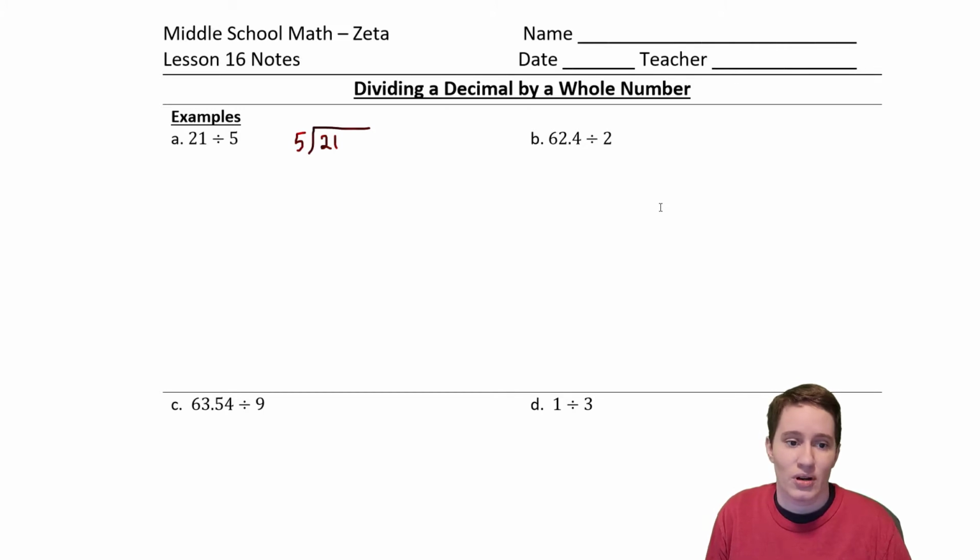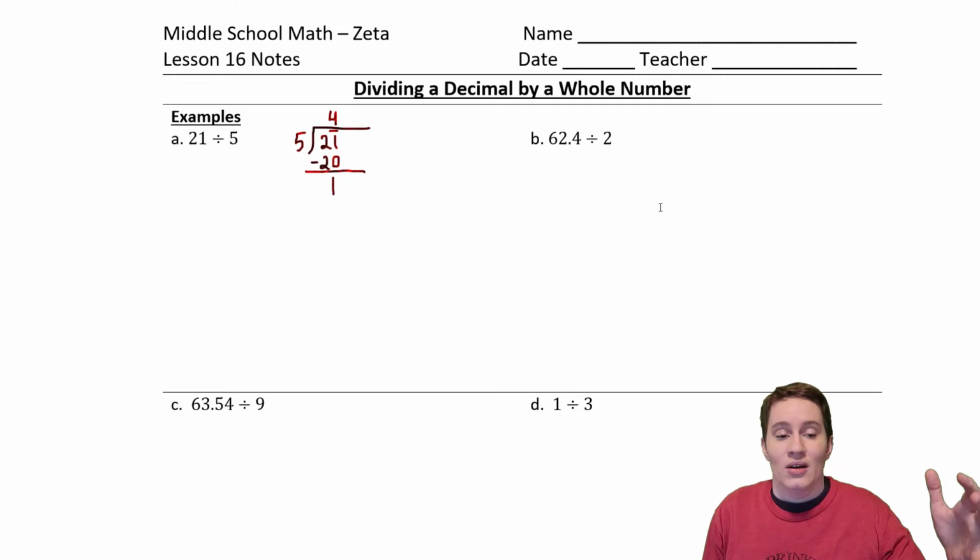We write that 4 up above the 1, and that's going to be more obvious after this lesson than it may have been in any other time that you've been doing this. We write it up here. It goes in 4 times. We subtract 20.